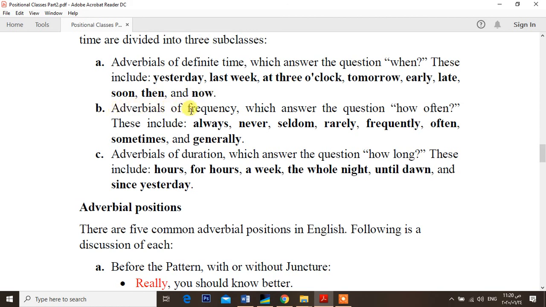Adverbials of frequency, which answer the question how often. These include always, never, seldom, rarely, frequently, often, sometimes, and generally. The last one, adverbials of duration, which answer the question how long. These include hours, for hours, a week, the whole night, until dawn, and since yesterday.